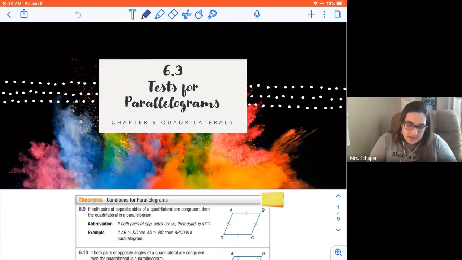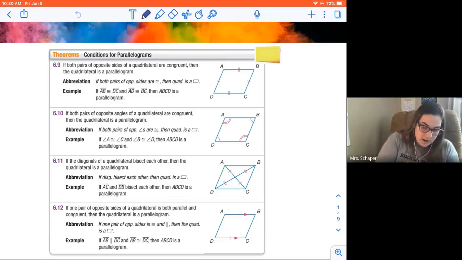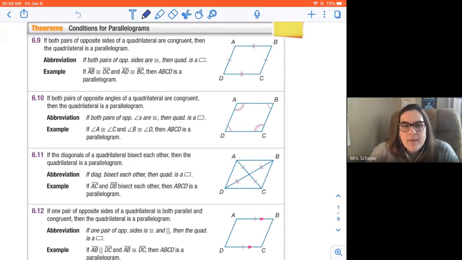So here are some conditions for parallelograms. Make sure that you're writing these down on your note cards. If this happens, then we have a parallelogram, okay? So you can take time to read this right here, and write down that information on your paper.